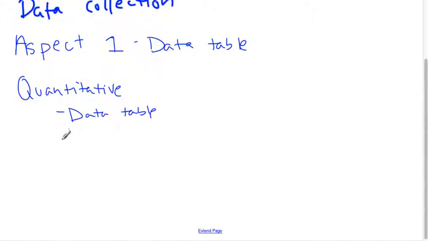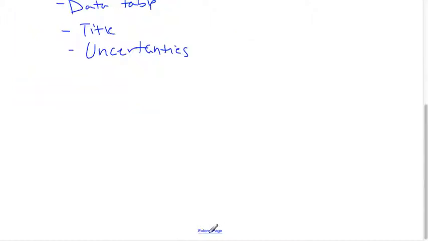And on your data table, you have to remember you need a descriptive title. Saying productivity lab, I'm telling you right now, is not a good title. You need to include your uncertainties for your measurements. So if you measure the height of the grass, you want to look at the uncertainty of your ruler. If you measure the mass of the grass, you want to look at the uncertainty of the scale.